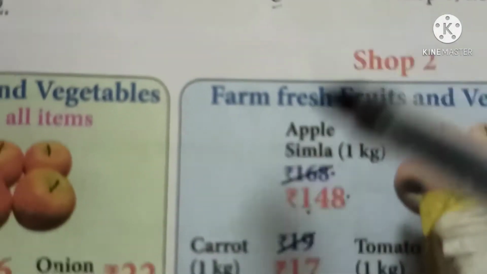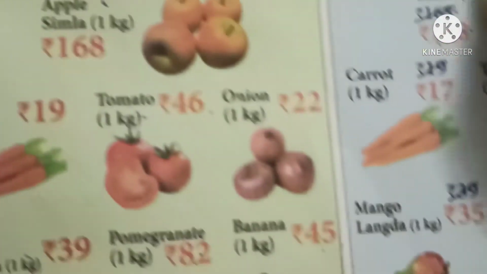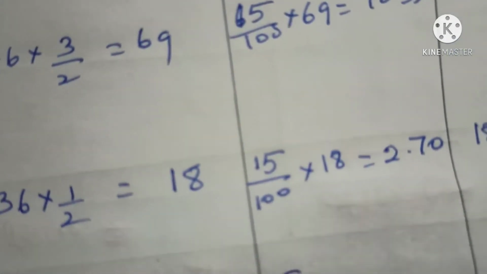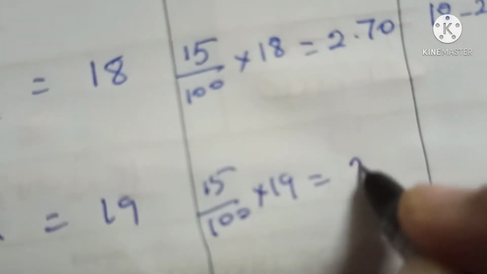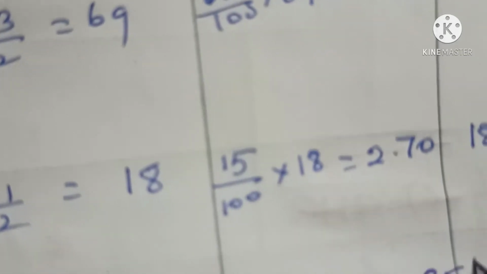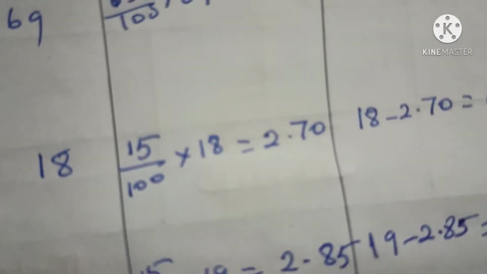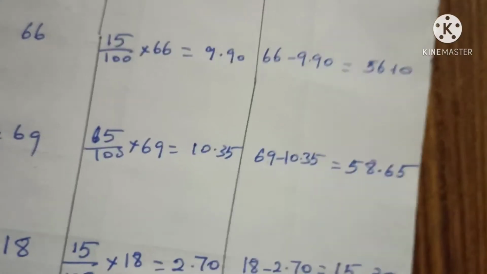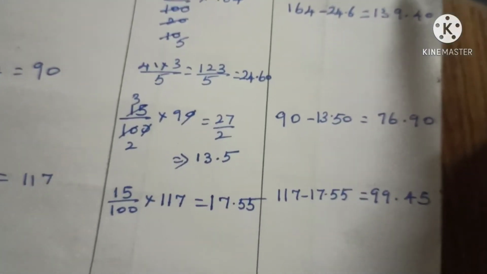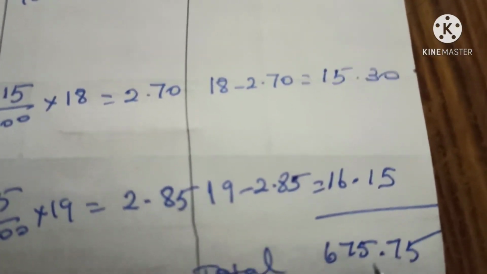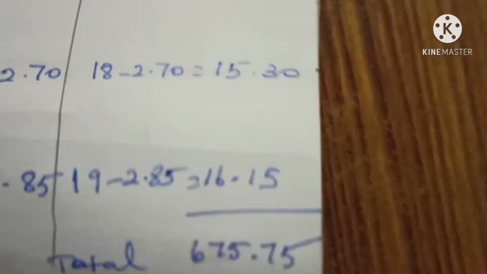1 kg of carrot. 1 kg of carrot is equal to 19 rupees. And therefore the discount offer is 2.85. 19 minus 2.85 is equal to 16.15. So if you total all these values, you will get 675 rupees and 75 paise.